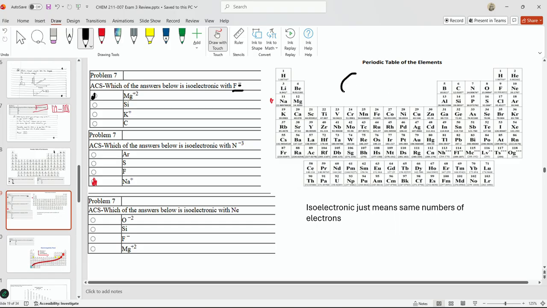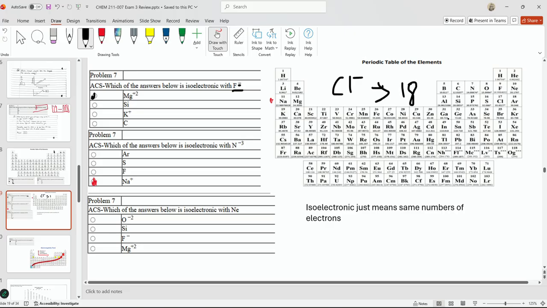I don't know how to differentiate because a lot of them were similar. Okay, so which one is the chlorine? Chlorine with the minus sign. Okay, chlorine with minus, and this then is 18, right? 18, and then the options were argon, which also has 18.